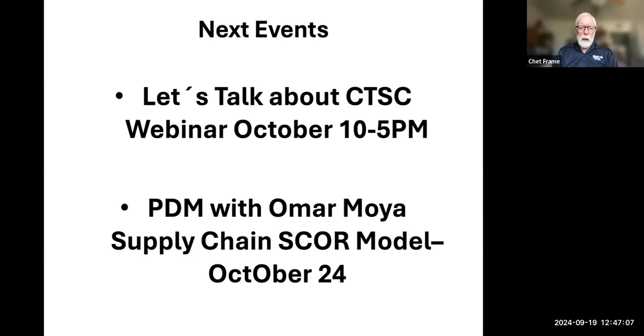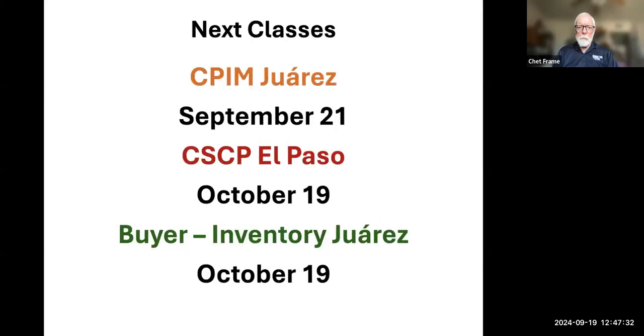There's going to be a professional development meeting, also called a dinner meeting, with Omar Moya, our vice president, talking about the supply chain and the SCORE model. And that's the supply chain operational readiness model. He's going to be talking about that on October 24th.